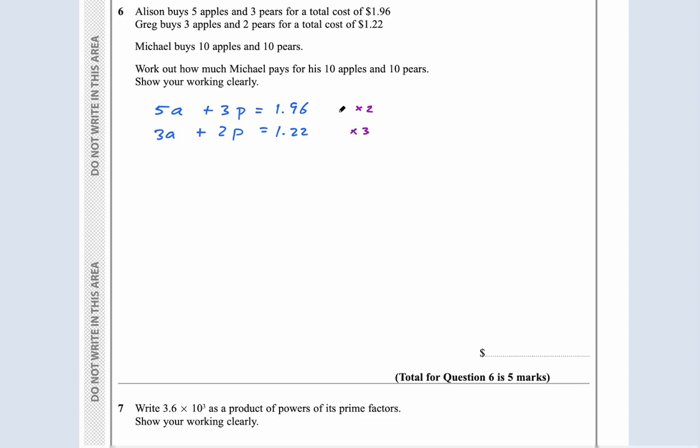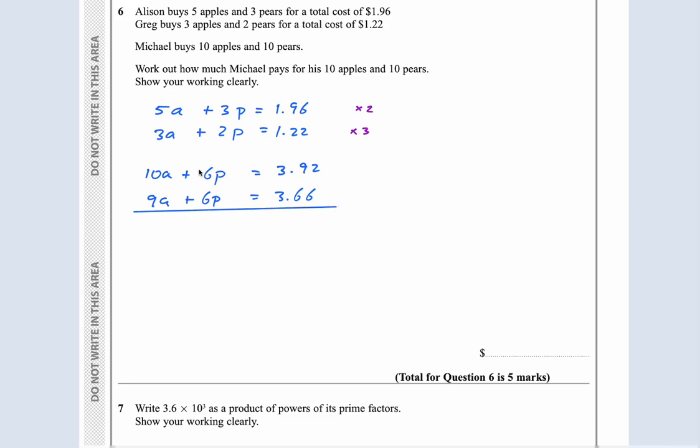The reason is that will give me 6p on the top and 6p on the bottom, which I can then just use to eliminate. So this times 2 is 10a, this times 2 is 6p, and this times 2 is 392. Use your calculator. This times 3, 9a, this times 3, 6p, which I wanted. This times 3, 366. Again, use your calculator.